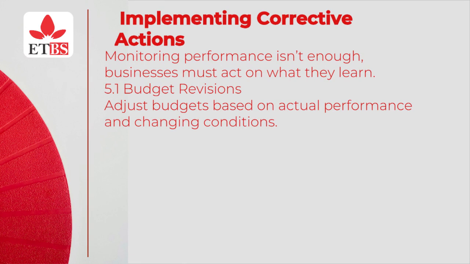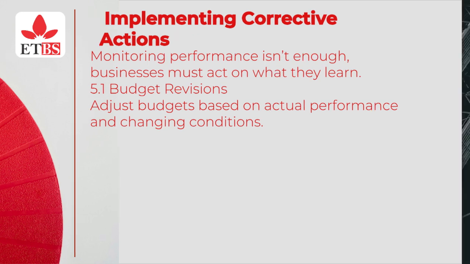5.1 Budget revisions. Adjust budgets based on actual performance and changing conditions. Reallocate resources to high-performing areas. 5.2 Cost control strategies: reduce non-essential spending, negotiate better terms with vendors, improve operational efficiencies. 5.3 Revenue enhancement tactics: launch marketing campaigns to boost sales, diversify products or services, adjust pricing strategies based on performance data.